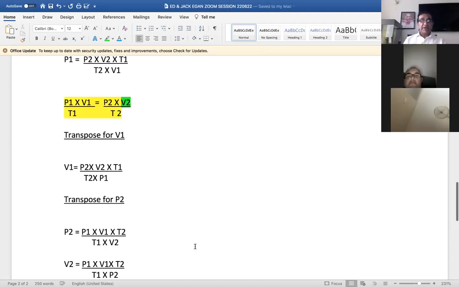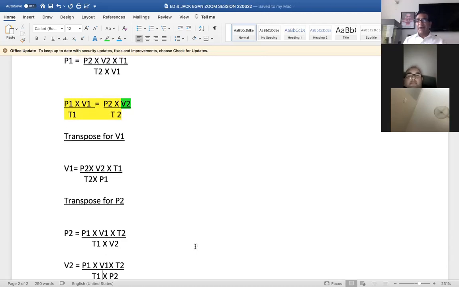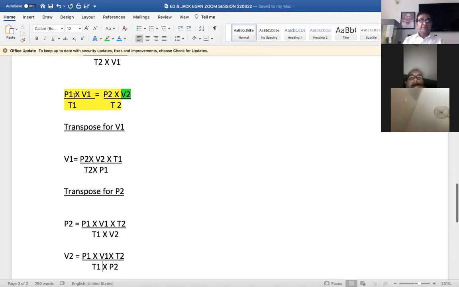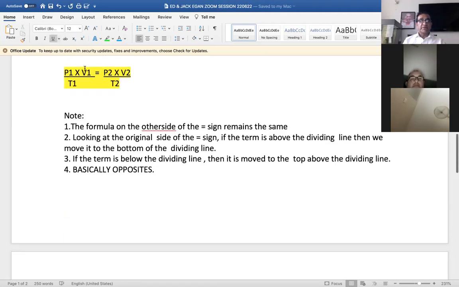Right, where it gets a bit more difficult now is if I wanted to find out for T1 or T2, because these are underneath the dividing line. Okay, we are going to do it. So if I copy this out here, in fact, no, let me copy this one here.